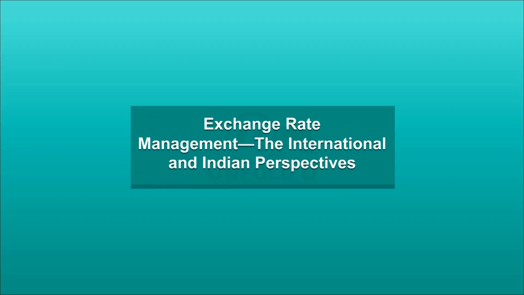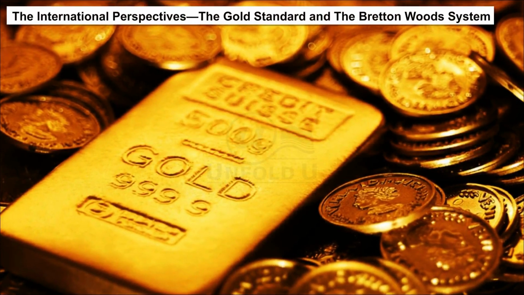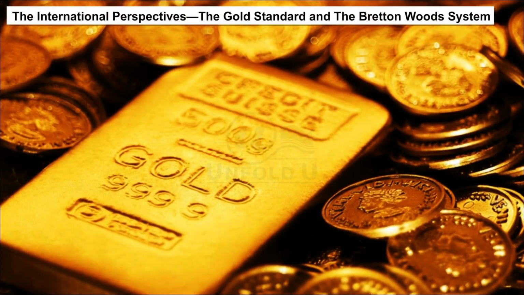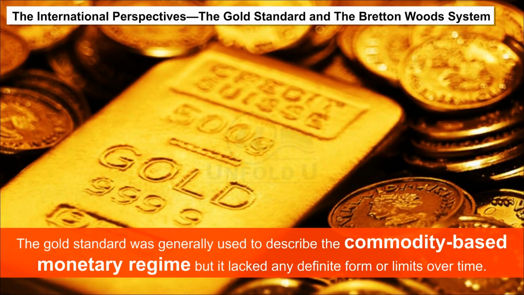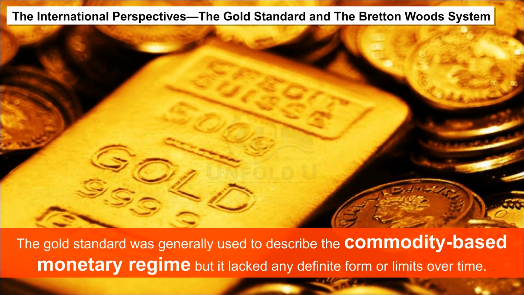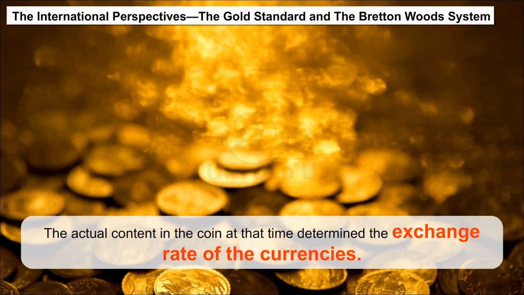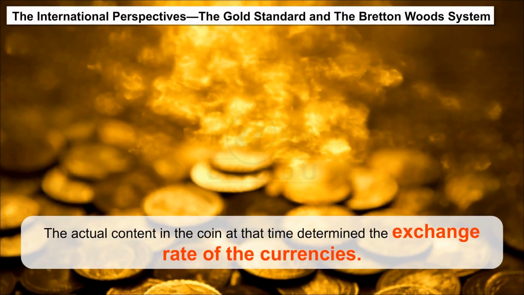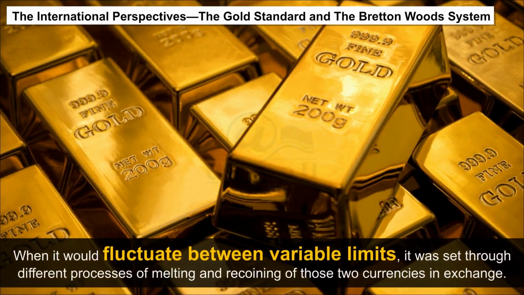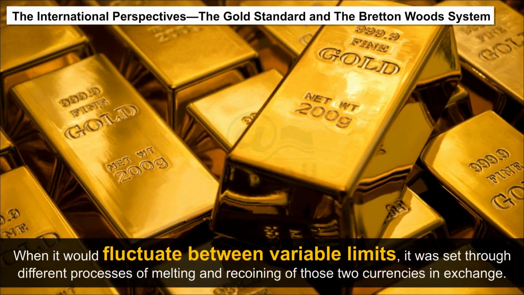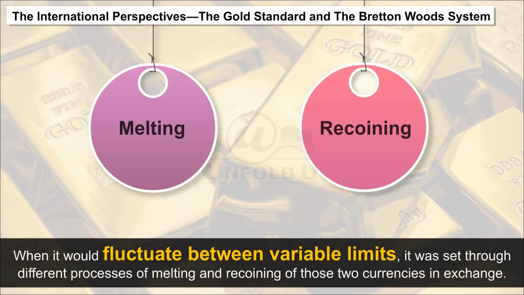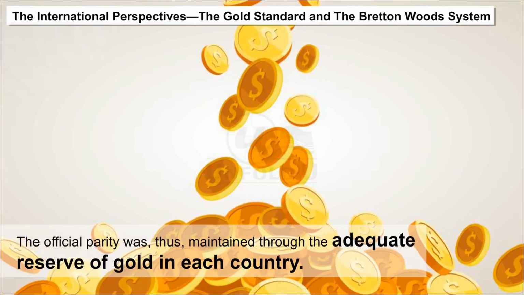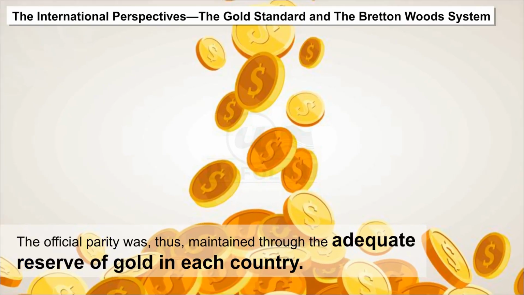Exchange rate management: the international and Indian perspectives. The international perspective: the gold standard and the Bretton Woods system. The gold standard was generally used to describe a commodity-based monetary regime, but it lacked any definite form or limits over time. The actual content of gold in the coin at that time determined the exchange rate of the currencies. When it fluctuated between variable limits, it was set through processes of melting and recoining of the two currencies in exchange. The official parity was thus maintained through an adequate reserve of gold in each country.